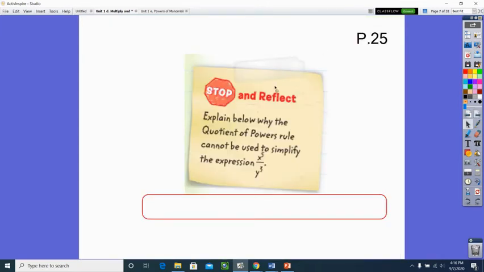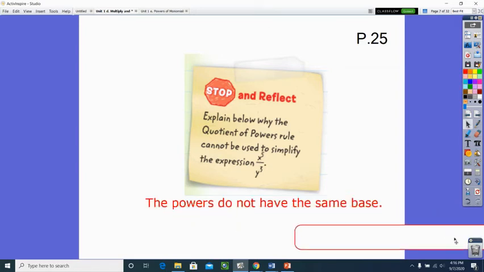So just before we go, you're going to see this little sticky over on page 25, and it says, explain below why the quotient of powers rule cannot be used to simplify the expression x to the 5th divided by y to the 3rd. Take a minute and see what's the problem with that expression. The problem is that the powers don't have the same base. It's an x and a y. So if you have different variables, you can't use this rule. And again, it's the division rule, and the word division and quotient mean basically the same thing.